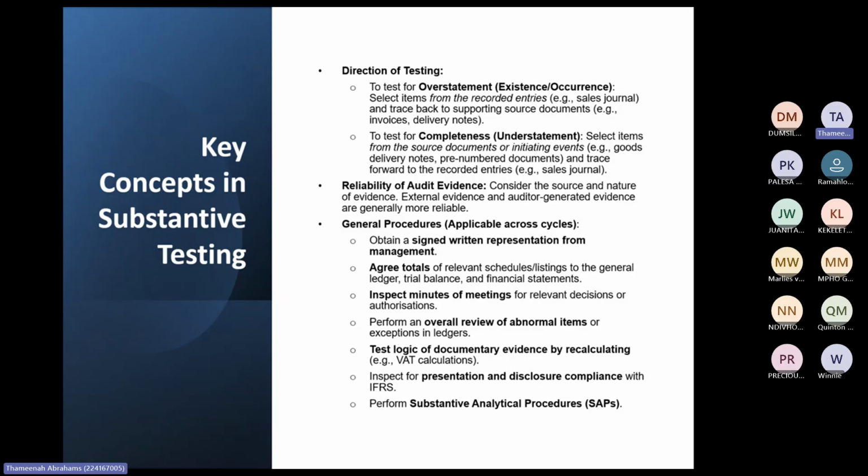But why I say it's general is because the same applies for trade payables, for trade creditors, for property, plant, and equipment, etc. But then again, you must make sure UNISA is not asking you for something specific. UNISA could ask you to provide substantive procedures for property, plant, and equipment only relating to the rights of it. So then you will only obtain a written representation from management for the rights and obligations for property, plant, and equipment. Then for general procedures, you always agree totals to schedules and listings.